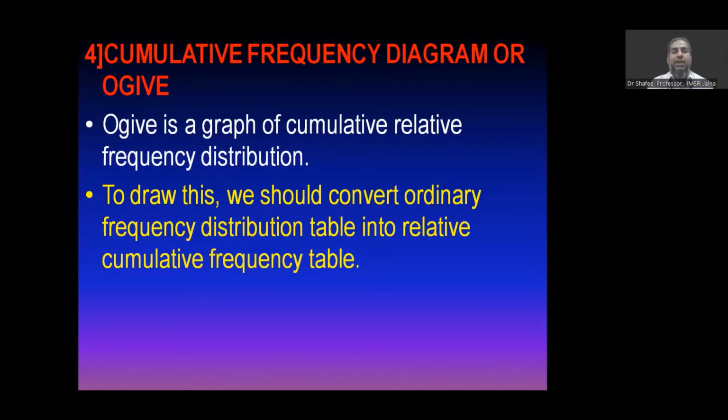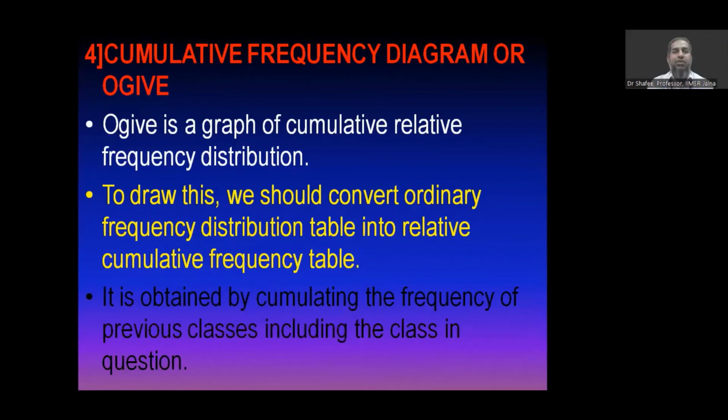So we have seen the simple frequency distribution table. That needs to be converted into the relative cumulative frequency table, and from that data you have to prepare the Ogive. It is obtained by cumulating the frequency of previous classes, including the class in question.